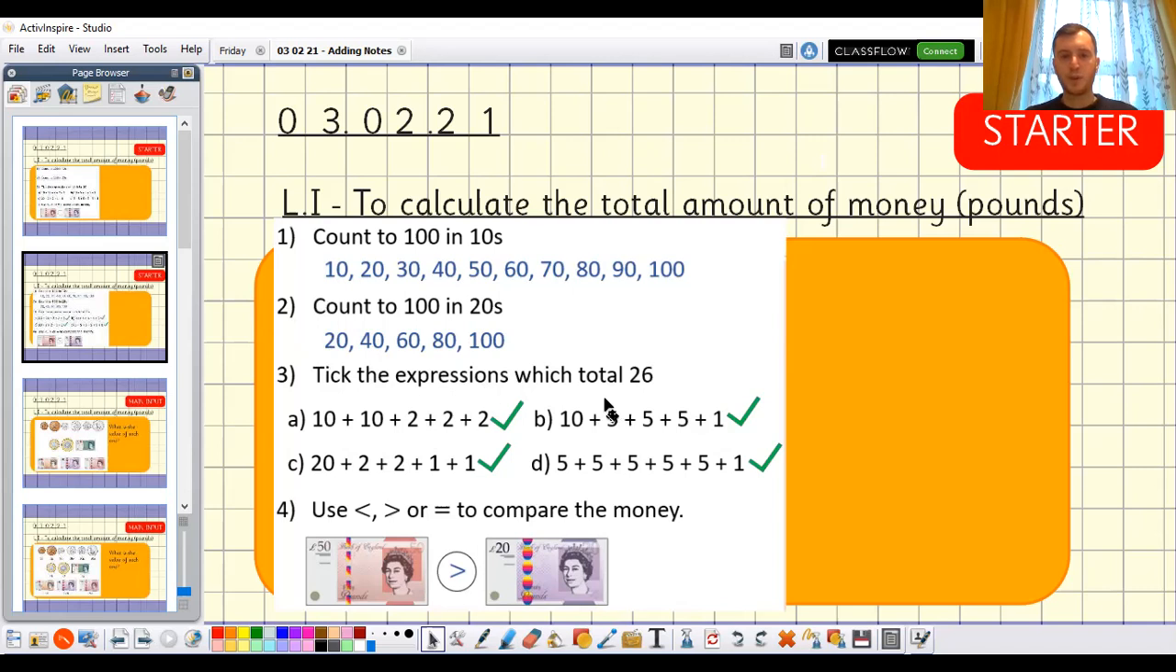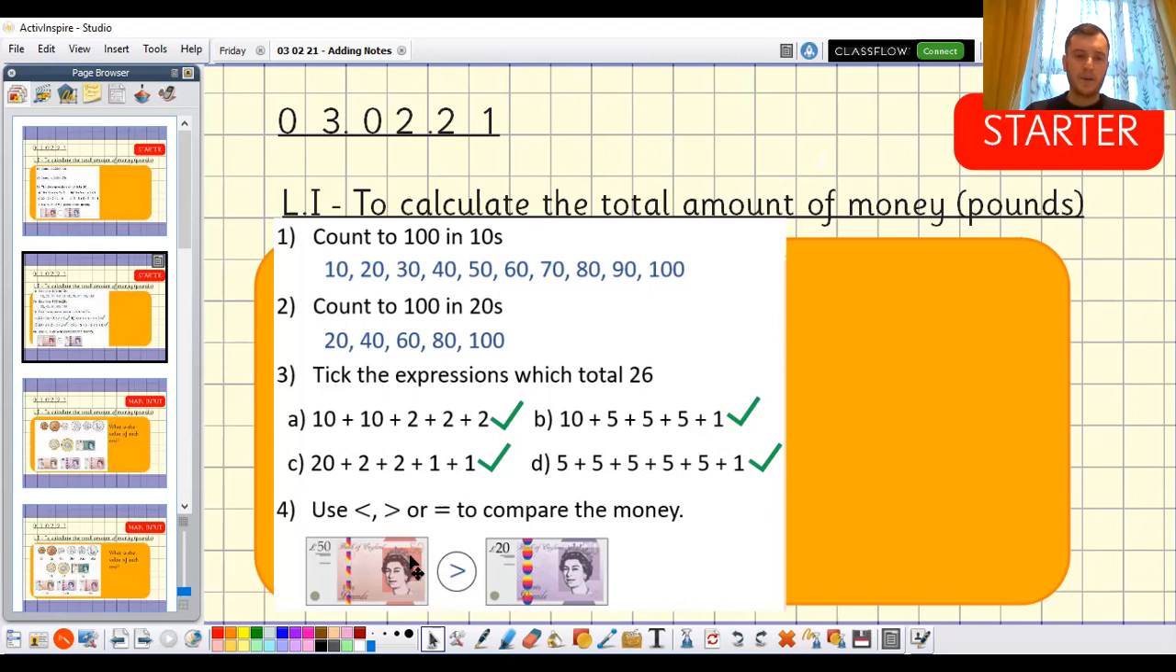For ticking the expressions which total 26, it was A, B, C, and D, all of them, because 10 plus 10 makes 20, plus 2 is 22, 24, 26. 10 plus 5 is 15, add another 5 is 20, another 5 is 25, add one more is 26. 20 plus 2 is 22, 24, 25, 26, and 5, 10, 15, 20, 25, 26.